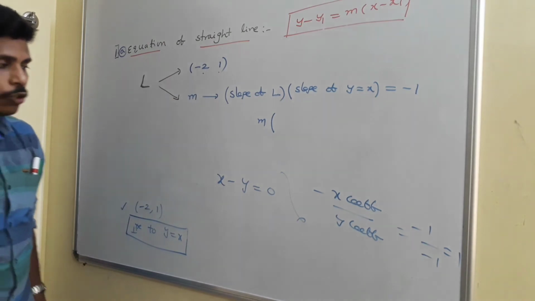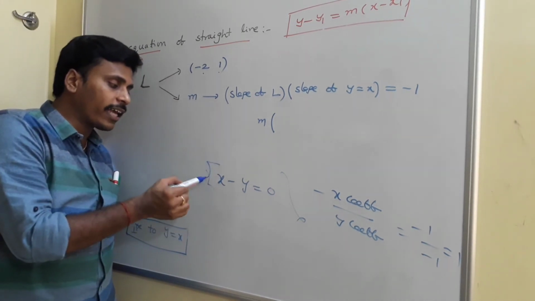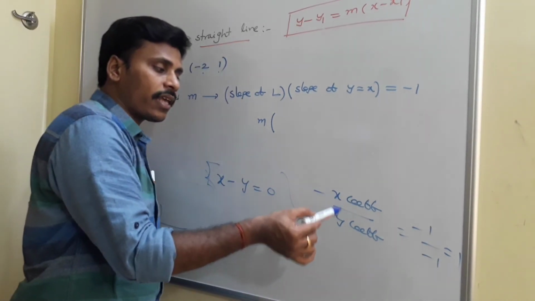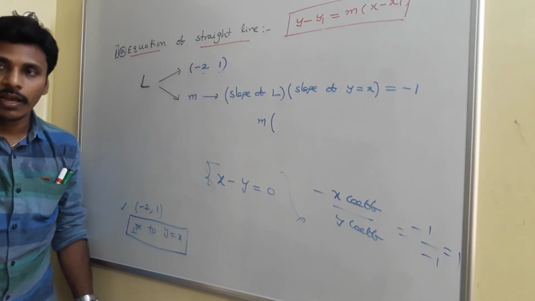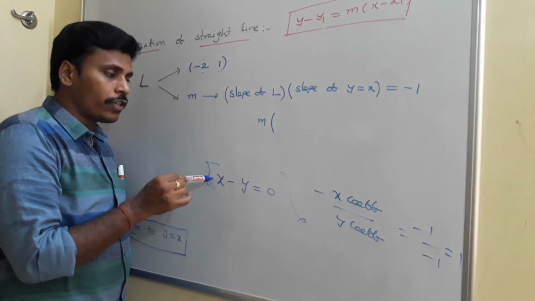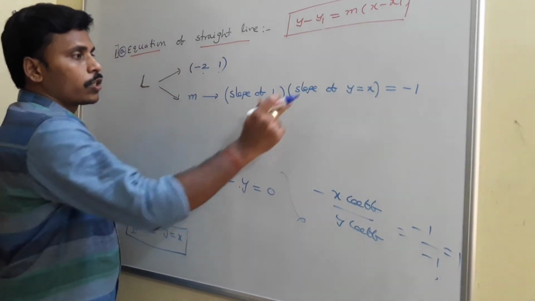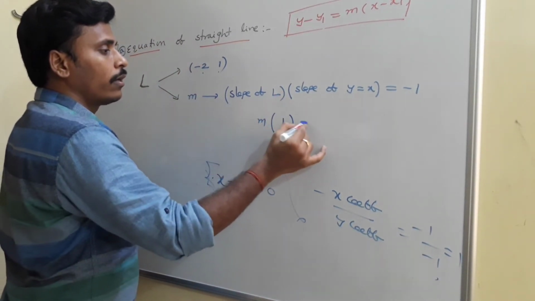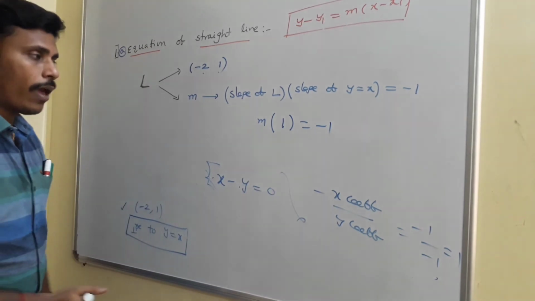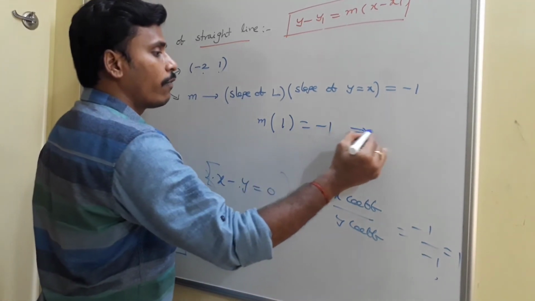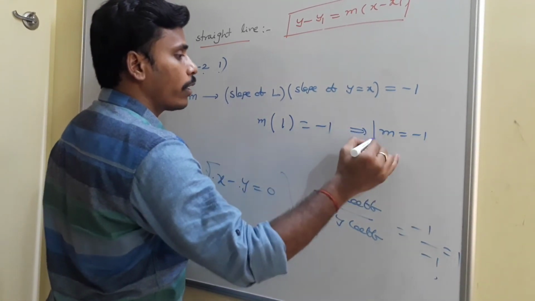Once again I am repeating, the slope of every line can be calculated by minus x coefficient by y coefficient. And here in particular the x coefficient is 1 and the y coefficient is minus 1. On solving, you have this as 1. So the slope of this line is 1, and m into 1 is equal to minus 1. From there, m is equal to minus 1.